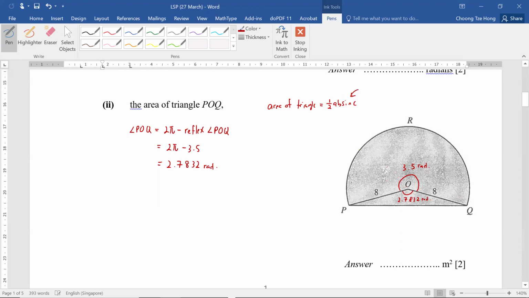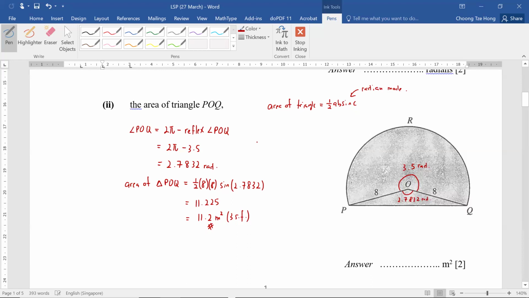But remember, if you are calculating a trigo function and the angle is in radians, you need to change your calculator to radian mode. Do keep this in mind. So the area of triangle POQ is going to be half times AB. A and B are both 8, so 8 times 8, sine of the angle in radians, 2.7832. You will get 11.225, so it will be 11.2 meters squared, to 3 significant figures.